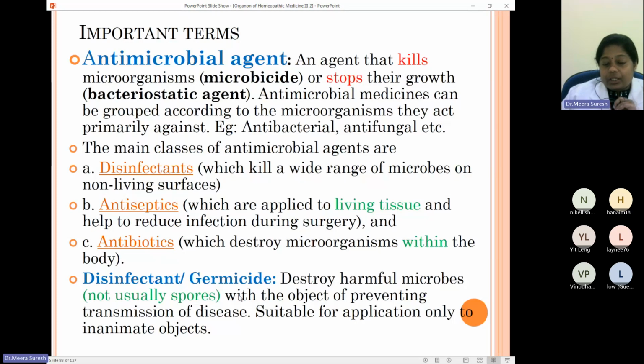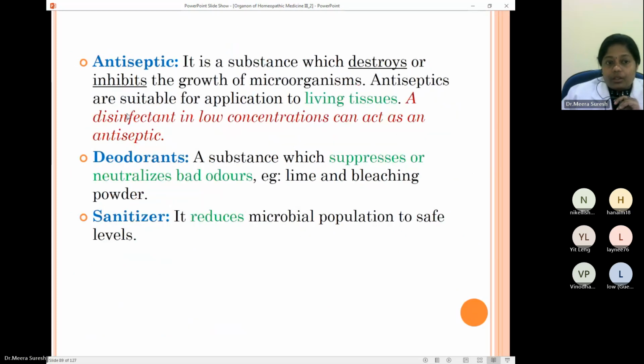Now, disinfectant or the germicide, as we already said, destroys the harmful microbes but not the spores, with the objective of preventing transmission of disease. And it's suitable only to be applied on inanimate objects. So antiseptic, which we saw earlier, destroys or inhibits the growth of microorganisms and is always used on living tissues. A disinfectant in a lower concentration can act as an antiseptic.